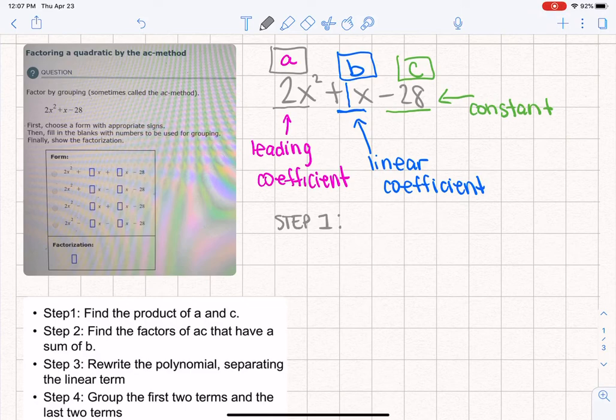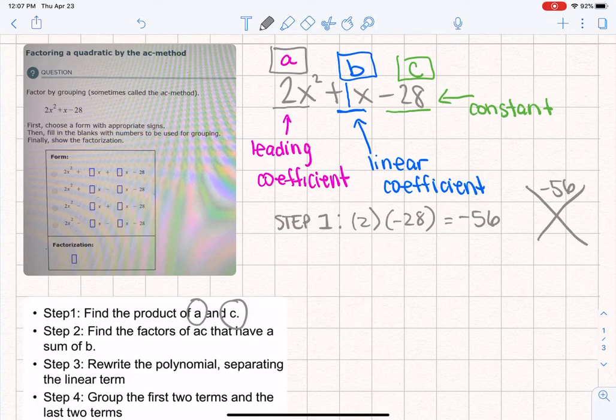Step 1 says find the product of A and C. Well, what is A? A is 2 and C is negative 28. When we multiply these two, it's going to give us negative 56. You can use the diamond method. You're going to think of two factors that multiply to negative 56.